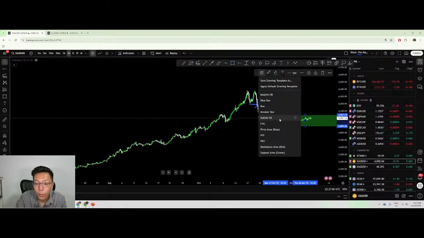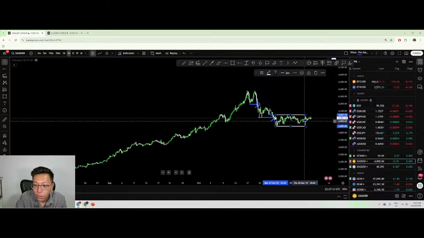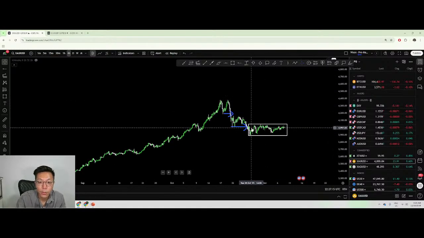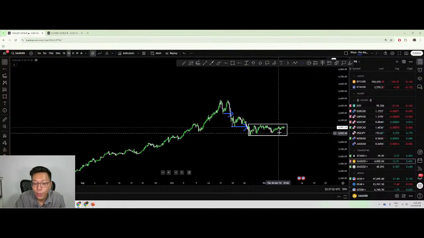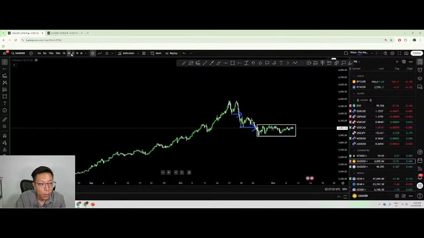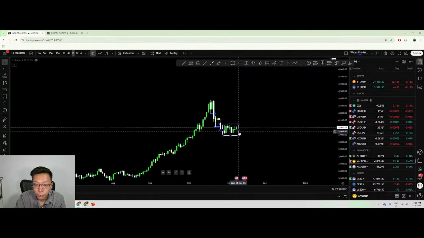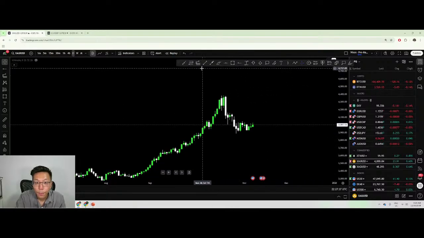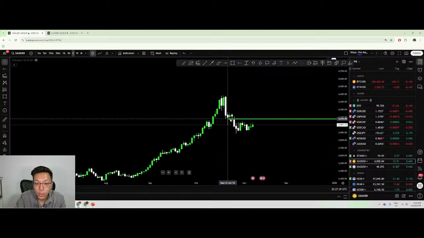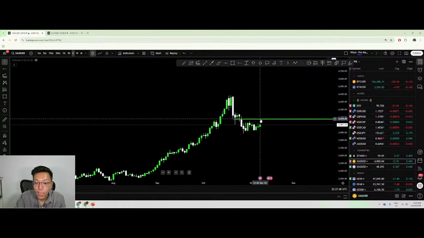Of course right now, what we want to look at is this whole area. This whole area is just waiting for price to break out of this consolidation zone. So if I go back to the daily time frame, I want to see price react to this level, which is a pullback resistance level over here.